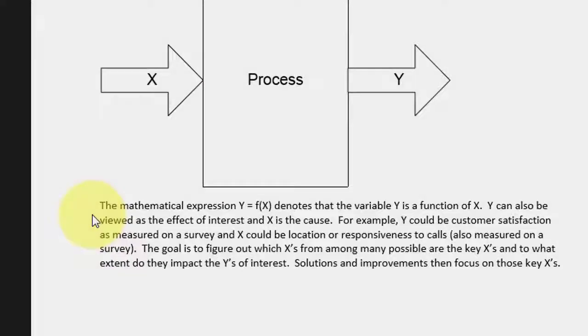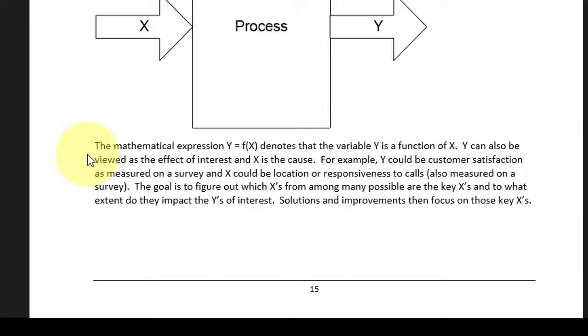The mathematical expression Y equals f of X denotes that the variable Y is a function of X. Y can also be viewed as the effect of interest and X is the cause. For example, Y could be customer satisfaction as measured on a survey, and X could be location or responsiveness to calls. The goal is to figure out which X's from among many possible are the key X's, and to what extent do they impact the Y's of interest. Solutions and improvements then focus on those key X's.